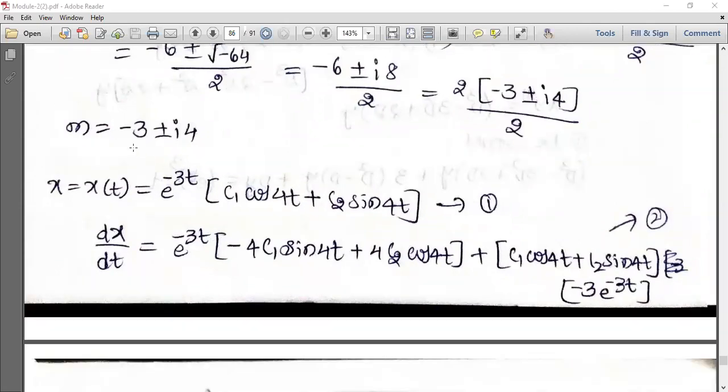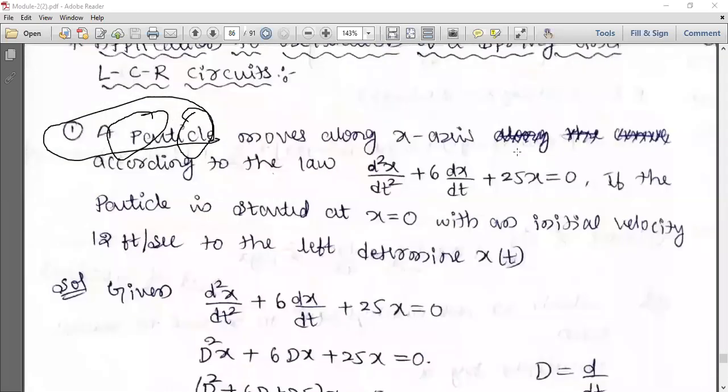So minus 3 plus or minus 4i is coming. Here the roots are complex roots. We call minus 3 as p and this 4 is q. Therefore, as x is a function of t, the independent variable is t, so x equals e raised to minus 3t into c1 cos of 4t plus c2 sin of 4t.